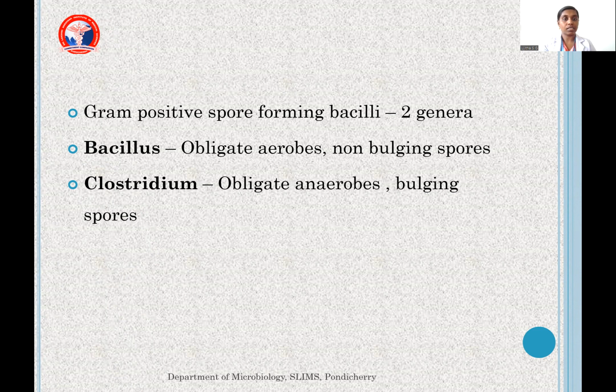So Bacillus is an obligate aerobe. That is, it will grow only in the presence of oxygen. And they produce non-bulging spores. Clostridium are obligate anaerobes. That is, they won't grow in the presence of oxygen. They won't tolerate oxygen. And they produce bulging spores. So this is the main difference between Bacillus and Clostridium.